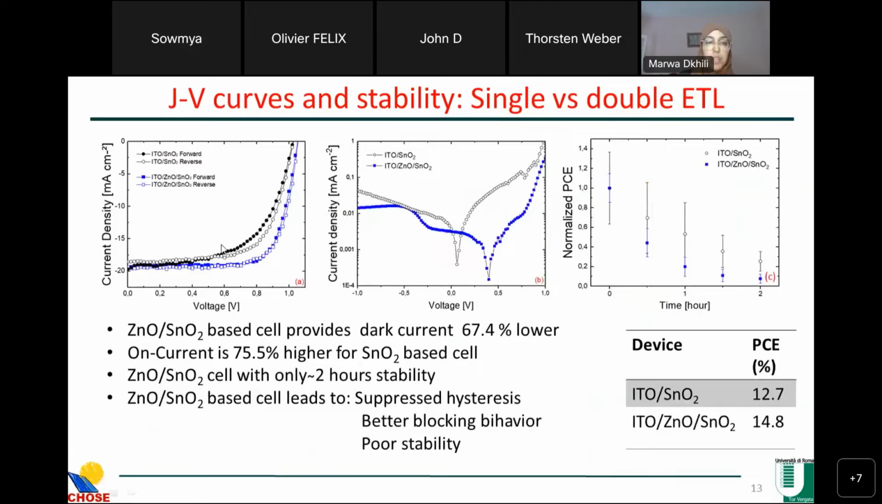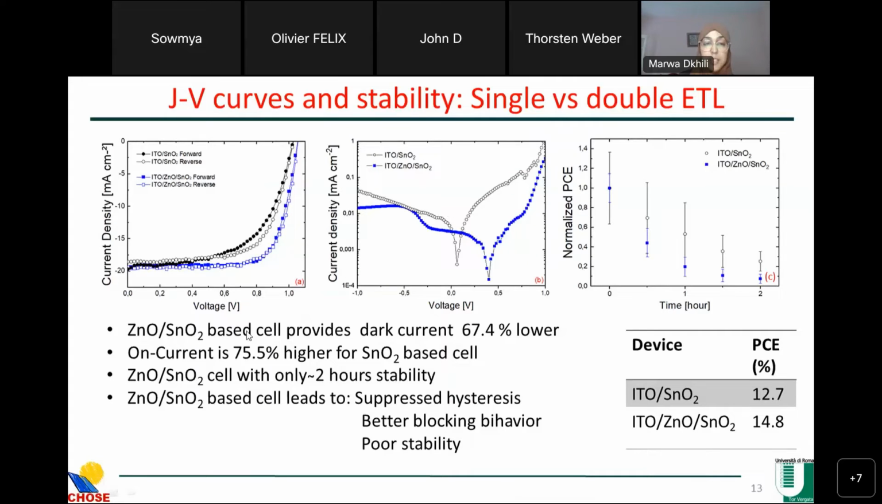In the first graph, JV curves of the cells under illumination, for the tin oxide single layer and zinc oxide tin oxide bilayer, and the dark. The efficiency improved on average by, let's say, 39%. And we can see that when moving from tin oxide single layer to zinc oxide tin oxide bilayer, there is suppressed hysteresis.